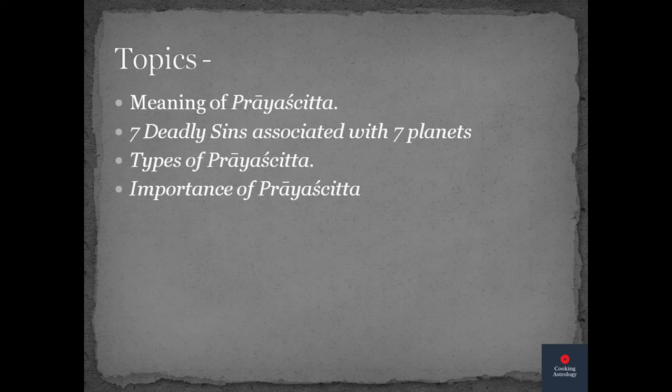The topics which today I am going to cover in this presentation: what is the meaning of Prāyaścitta. Secondly, the 7 deadly sins that are associated with 7 planets, Sun, Moon, Mars, all the way to planet Saturn. What are the deadly sins? Next I am going to cover the types of Prāyaścitta. There are various different types of Prāyaścitta. And lastly, I am going to talk regarding the importance, why it is important to accept your own errors.